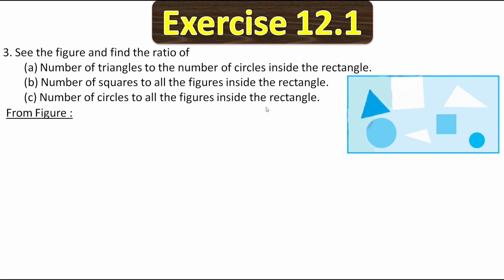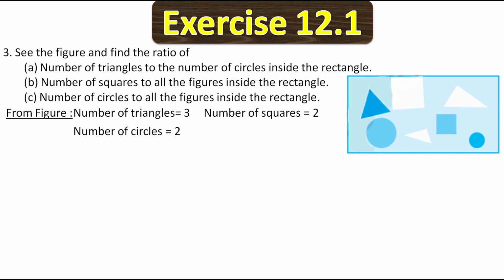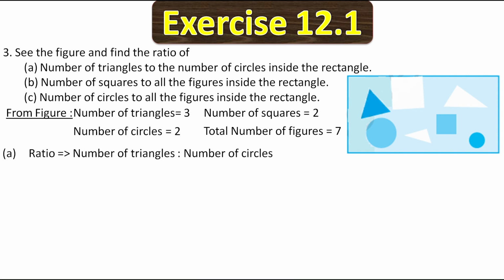From the figure we understand that the number of triangles is 3, the number of circles is 2, the number of squares is 2, and the total number of figures is 7. Okay, now it's easy to write the ratios. First of all, we have to find the ratio of the number of triangles to the number of circles. Here triangles are 3 and circles are 2. Therefore, the ratio is 3:2.